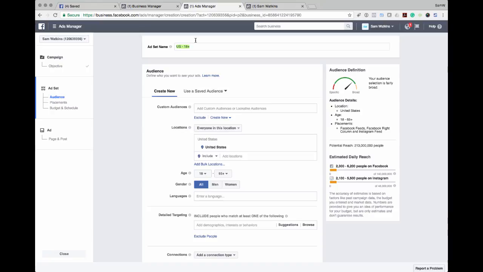Again, ad set name. If you want to do multiple ad sets, which I may do in a couple of ad sets, I don't know yet. But this will help you know which ad set it's for. So I'm targeting attraction marketing influencers.